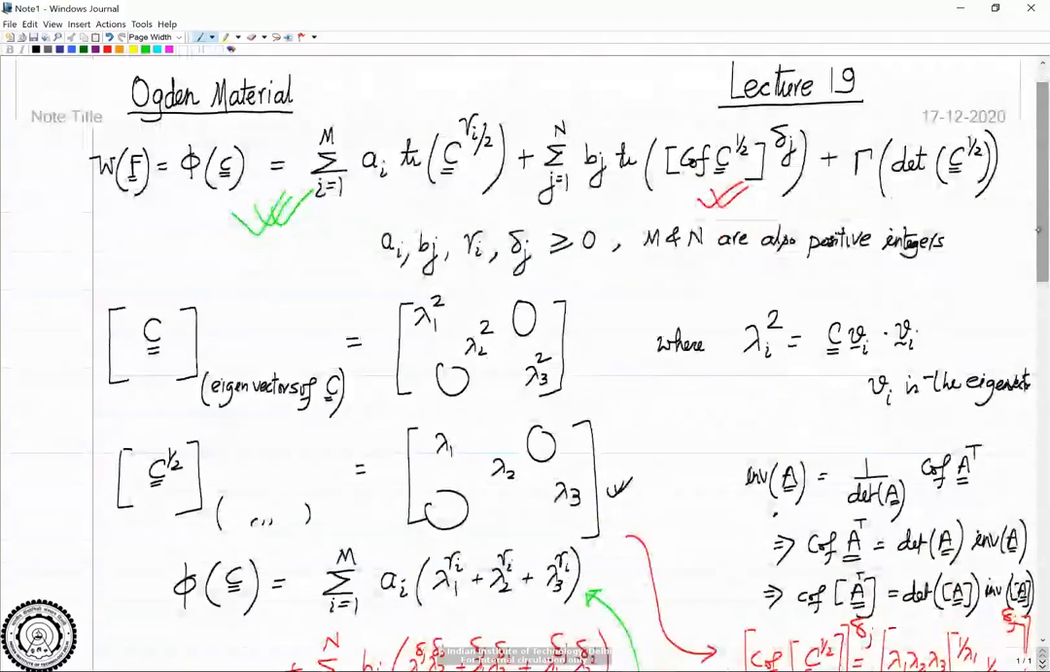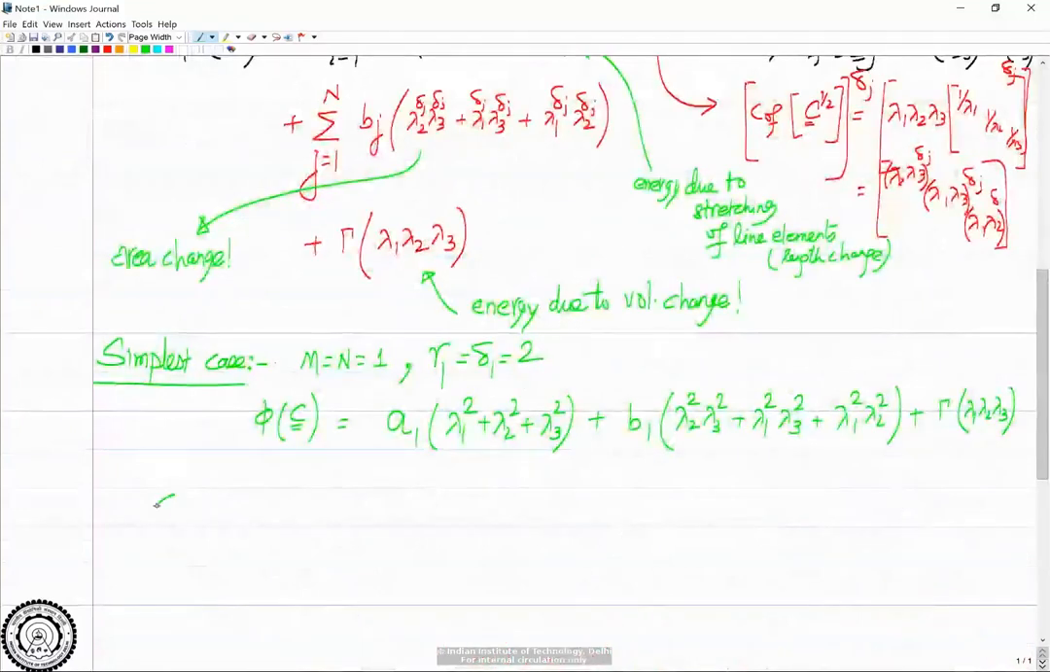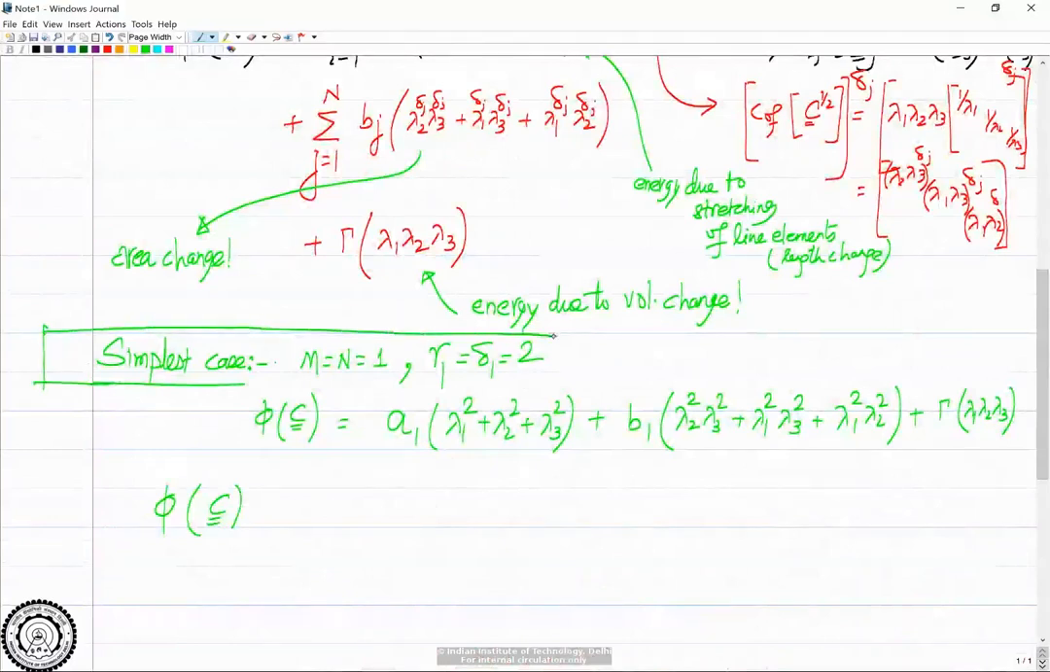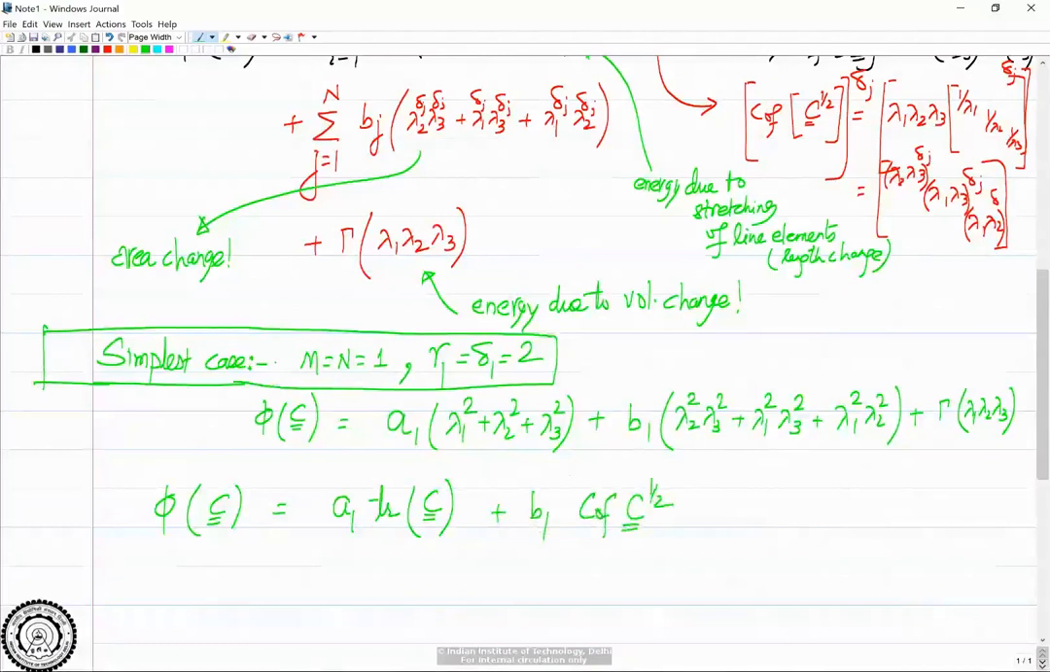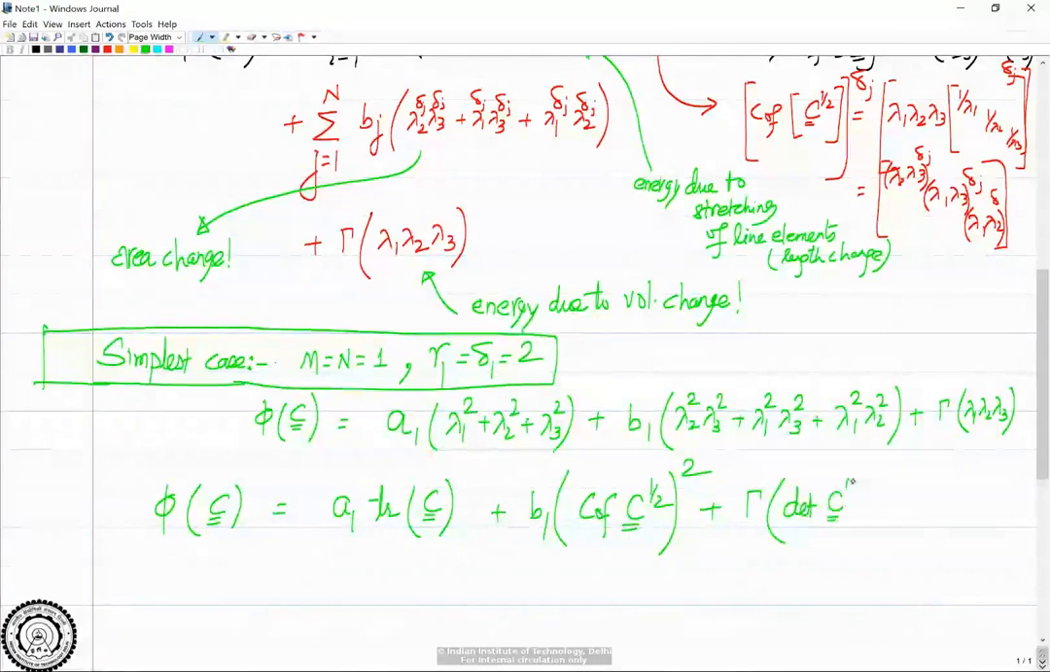Okay, so finally, if I try to write that expression, your phi of C, this is all under this heading only, simplest case. So it is a1 into trace of C, that's the first term, right? And then the second term is b1 into cofactor of C to the power half and then whole square, isn't it? And the last one, of course, is as it is, gamma into determinant of C to the power half.